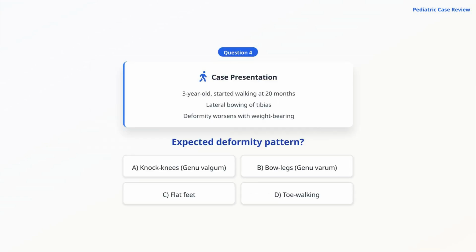Case 4. A 3-year-old child who began walking at 20 months presents with lateral bowing of the tibias. The deformity becomes more pronounced with weight bearing. Question: what is the expected lower limb deformity pattern in this child?